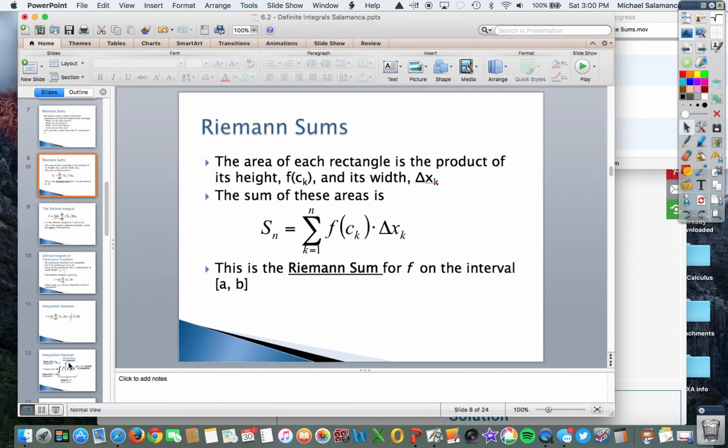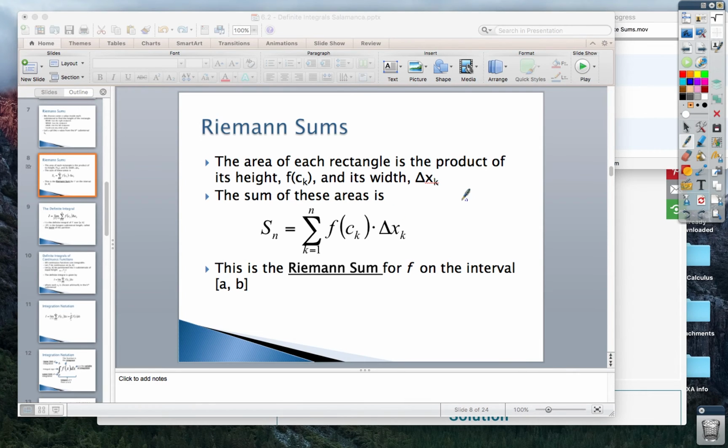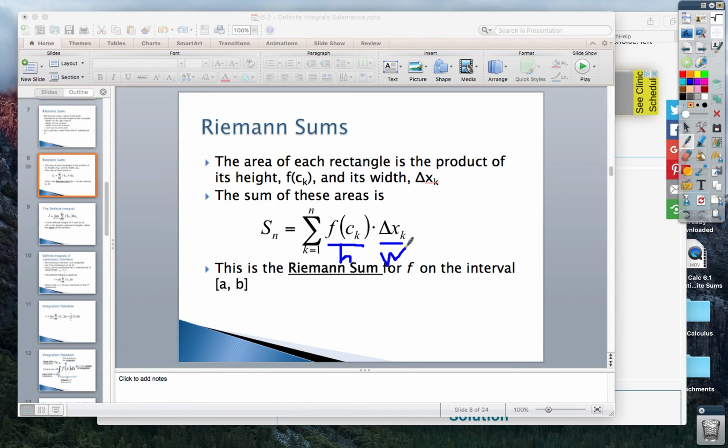Now, in Riemann sums, the area of each rectangle is the product of its height and its width. The sum of these areas is S sub n equals sigma, k equals 1 to n, of f of c sub k times delta x sub k. This is the Riemann sum for f on the interval [a, b]. So all of that work we did in the last section, this is how it's mathematically denoted. Here's the function, here's the change. Every time we found that height, we substituted into the function, and this was our width for our rectangle.